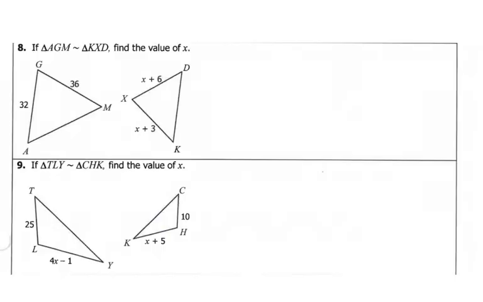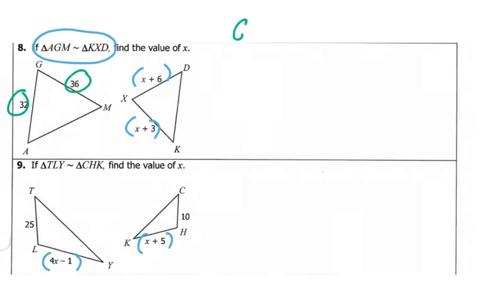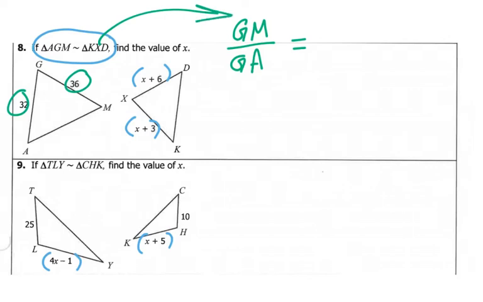Once you get to these examples, you're going to be dealing with expressions that involve binomials. Okay, so there might be a little bit of distributive property happening in these cases. So let's take a look. Again, this is really important to us. Let's look at the sides we're comparing. We'll be comparing GM over GA on one triangle. And let's take a look at the similarity statement to figure out what goes on the other side. If I'm looking at GM, XD corresponds to that. And if I'm looking at GA, I'm looking right over here, it's KX.